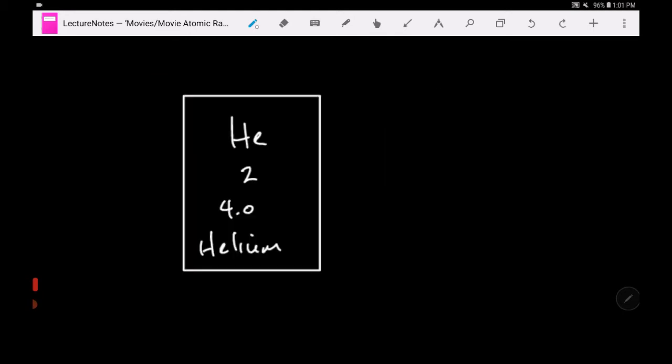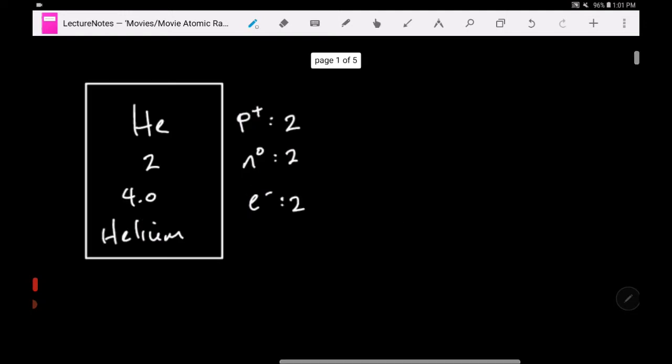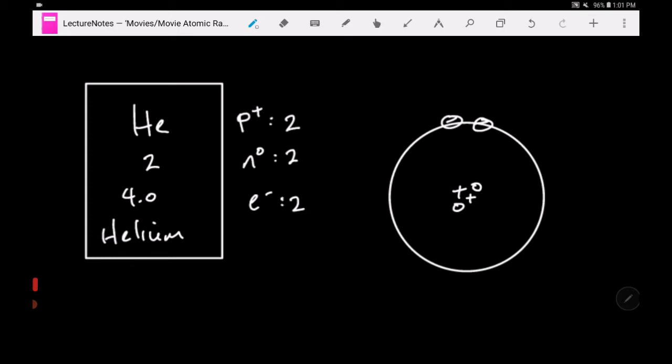For helium, there's two protons, there's no one cares about neutrons, and then there's two electrons. So then in the nucleus, there's two protons, there's no one cares about neutrons, and there's two electrons. The distance here, the atomic radius, is the distance between the nucleus and the valence electrons.